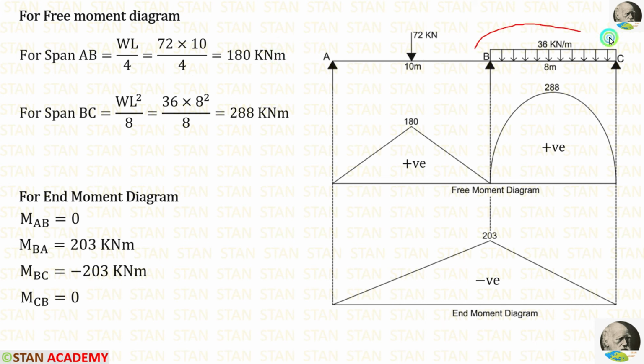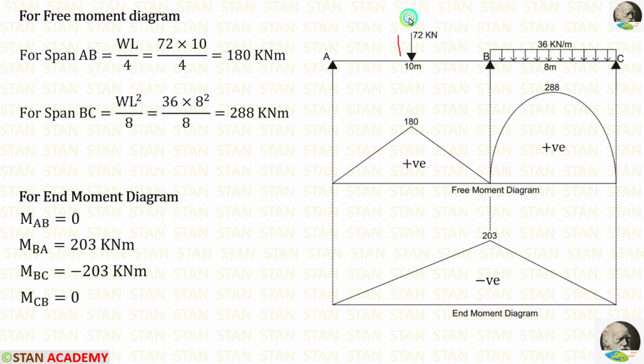In the simply supported beam, if the UDL is acting for the full span, the formula for bending moment is WL square upon 8. Here W is 36, L is 8. We can apply in the formula, finally getting 288 kilonewton meter.